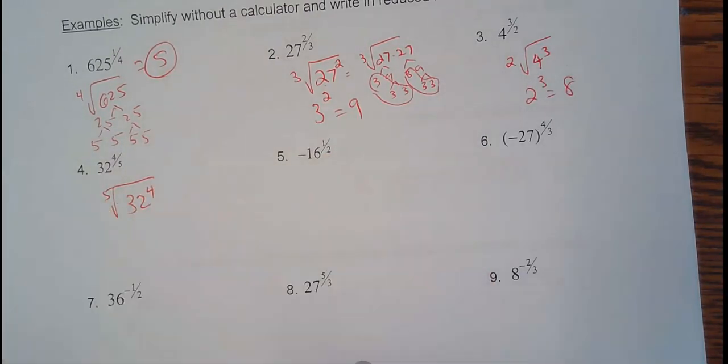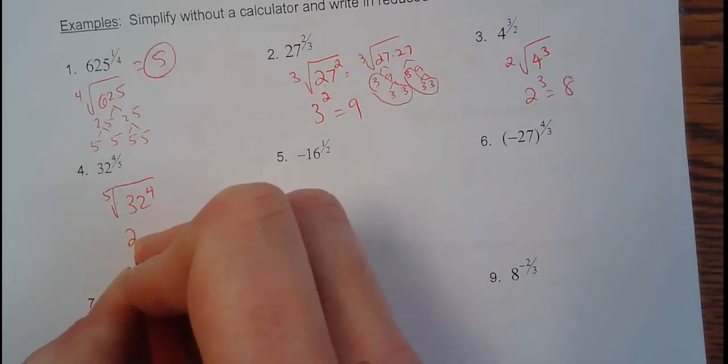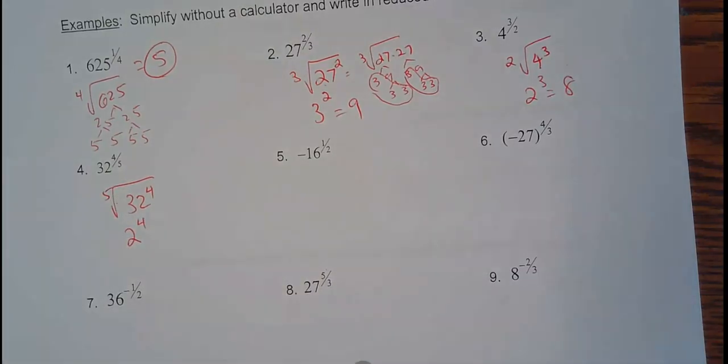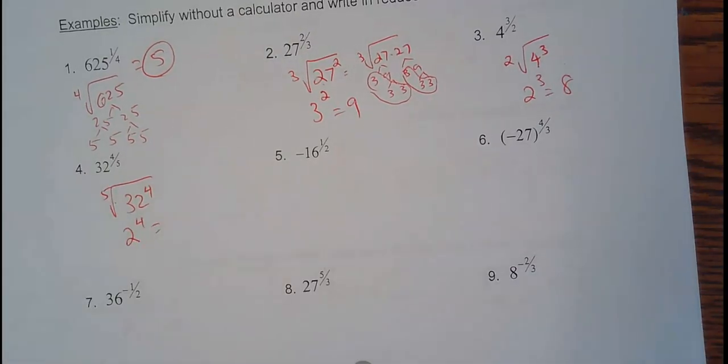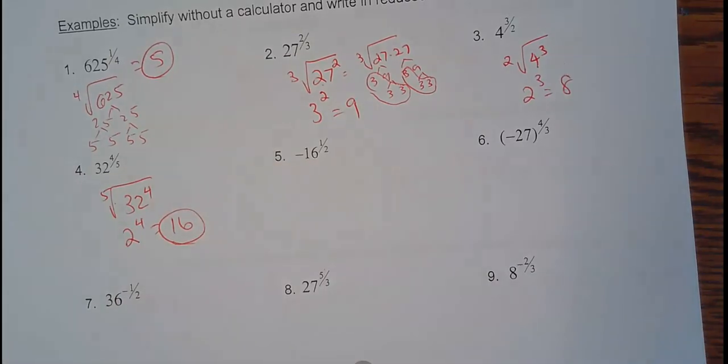Let's see, 32. I would much rather take the fifth root of 32 because that seems like it's probably 2. So 2 times 2 times 2 times 2 times 2 is 32. So that would be 2, and then I haven't done the fourth power yet. Now multiply it back out. 2 times 2 times 2 times 2 is 16. So most of the time the root's going to be easier first to do the root.